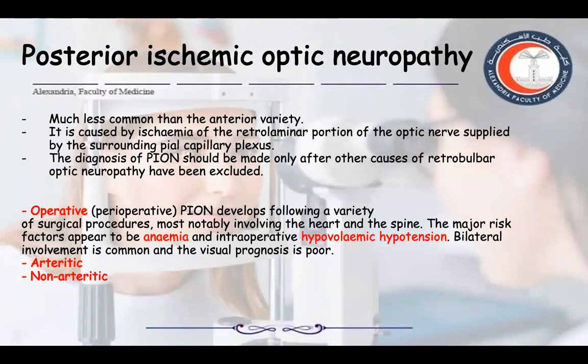What about the posterior ischemic optic neuropathy? This is much less common than the anterior variety. As I mentioned before, it's caused by ischemia of the retrolaminar portion, which is supplied by the pial capillary plexus, and we shouldn't diagnose PION except after exclusion of other causes of retrobulbar optic neuropathy.